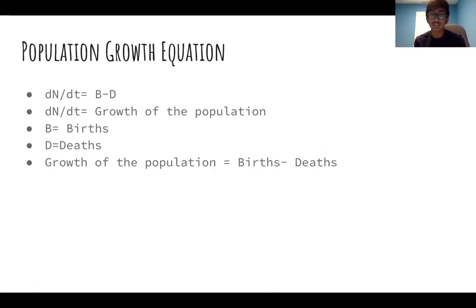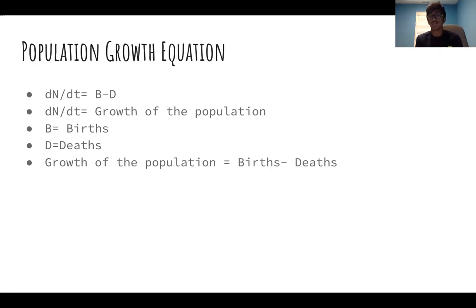So the next equation is the population growth equation. The population growth equation is expressed as dN divided by dt is equal to B minus D. The dN divided by dt is equal to the growth of the population. The B is equal to the births, and then the D is equal to the deaths. So expressed into words, the growth of the population is equal to the births minus the deaths.